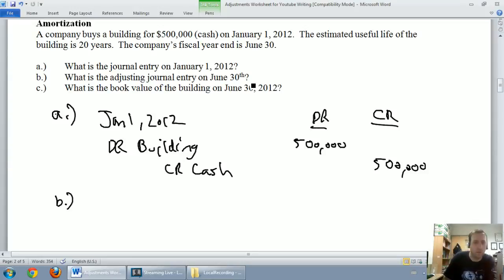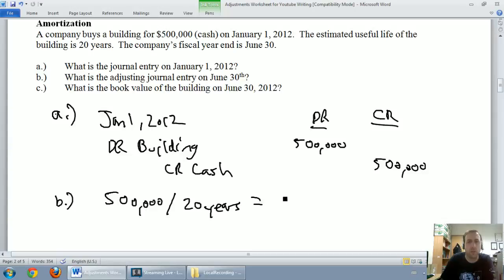Now let's put numbers to it. I have a $500,000 asset. I think it's going to be useful for 20 years. 500 grand divided by 20 years is $25,000 per year. In other words, I'm saying my building is going to lose value at a rate of 25 grand per year. I have a building of 500 grand. It's only going to be useful for 20 years, after which time maybe I'll need to replace it or it'll fall over or whatever. So my building loses value at a rate of $25,000 per year. It depreciates at that rate, or it amortizes at that rate.